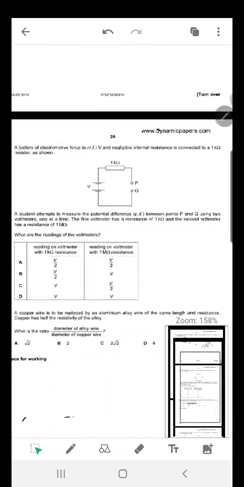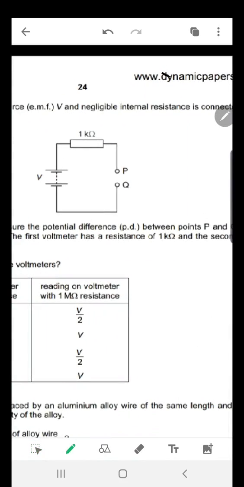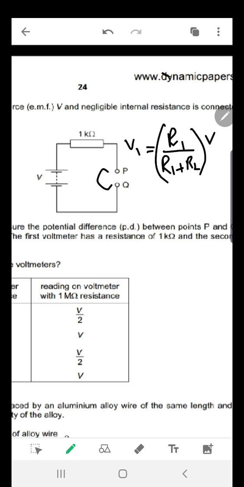Okay, let's solve. Then we'll know. I'm solving it over here. So the voltmeter is actually connected here, between these two terminals, and the first one is 1 kilo ohm. So the voltmeter is connected in parallel with the resistor. So the potential difference across the component R1 is given by V1 equals R1 over R1 plus R2 times V. This is the potential divider formula.